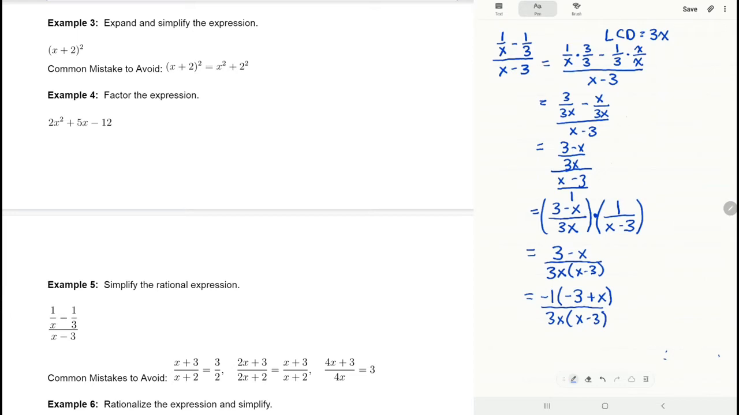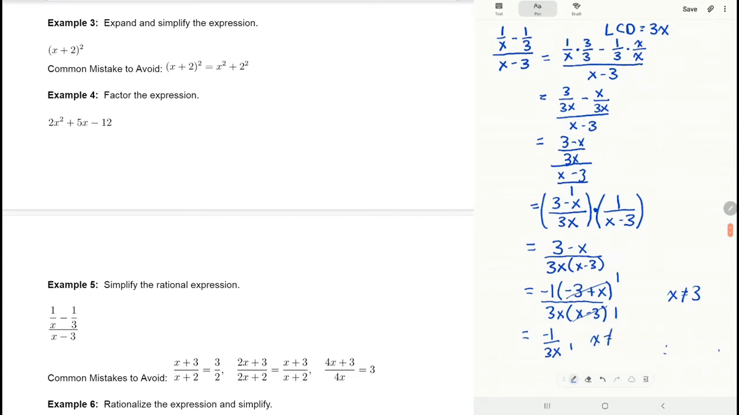And so now if we look at the numerator and the denominator, we have a negative 3 plus x, and in the denominator we have an x minus 3. So they are the same terms, but they are in a different order. Since they are the same, we can cancel these, assuming that x cannot be equal to positive 3. Okay, so this will be simplified to negative 1 over 3x as long as x does not equal positive 3.